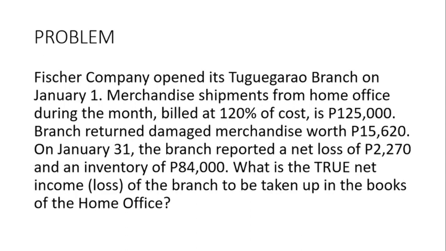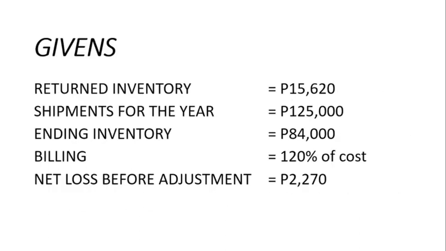For us to facilitate our problem solving, we need first to determine the givens. So based on the problem, we come up with these givens. Return inventory 15,620, shipments for the year 125,000, ending inventory 84,000. The billings are at 120% of cost, and the net loss before adjustment we have 2,270.